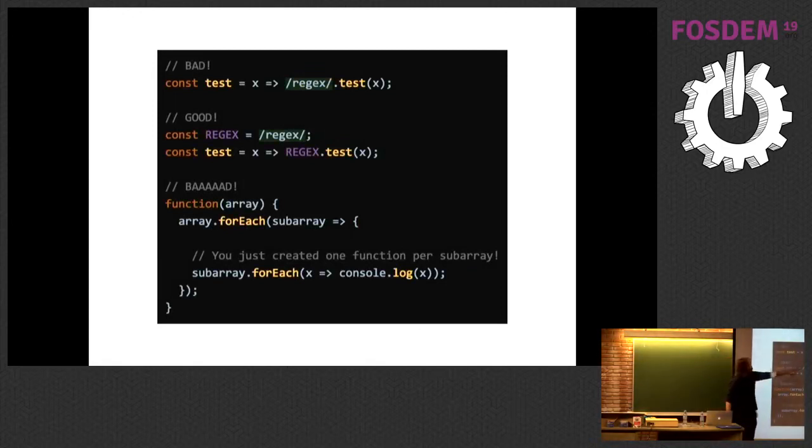So just offload the regex outside the function so that the engine won't recreate it each time. Here, it's very, very bad. So you have an array forEach, you iterate, and here, because you are nesting the loop, you are going to create one function per element in your array.